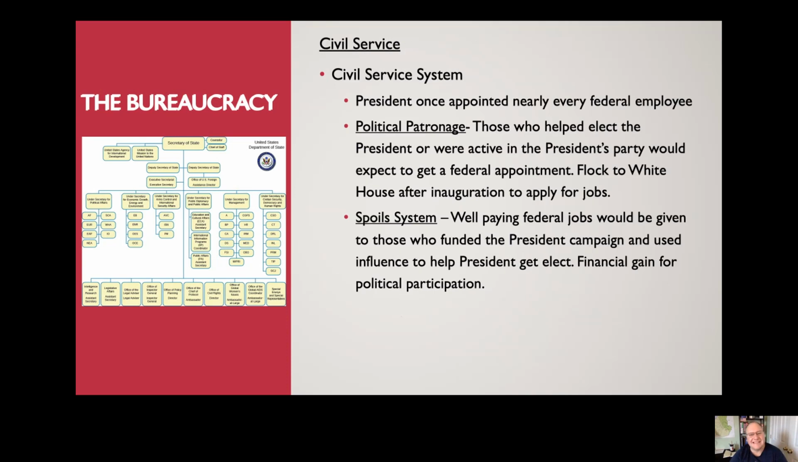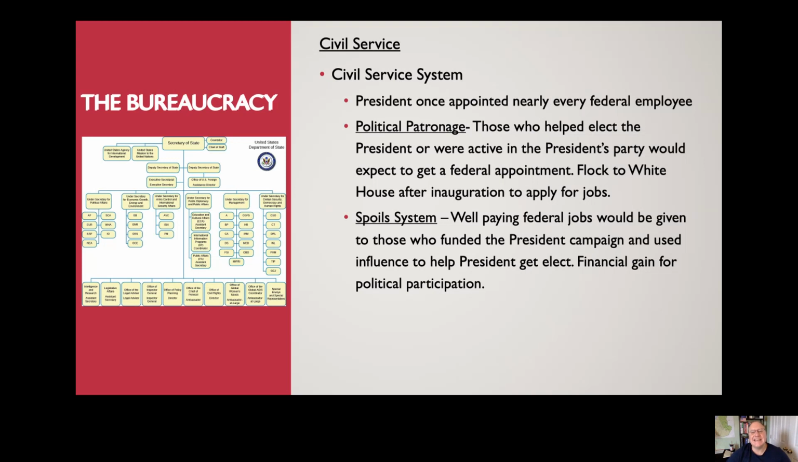Now, I want to touch a little bit on the civil service system. This is all the folks below the cabinet agencies that are appointed by the president. This again had evolved over time, because initially the president appointed all the folks that worked in the executive branch. Again, with George Washington, it was only four people, and then through Lincoln it was probably a couple hundred or so in all the major departments.